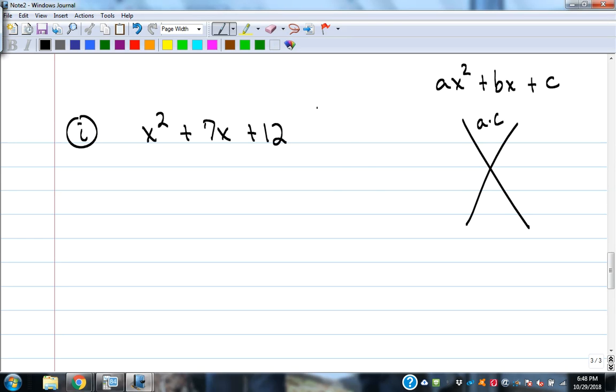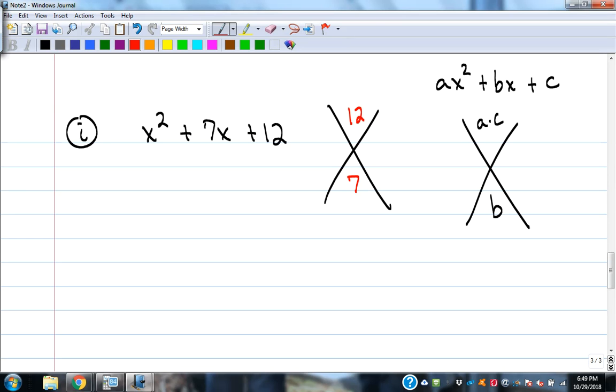Okay? So for this problem, what's in front of x squared? 1. The back number is 12. So what's 1 times 12? 12. So that's the number that goes up there. In the bottom window of the x, so right down here, I'm going to put whatever b is. Okay? So for this problem, in the bottom window of the x, it's going to be the 7.